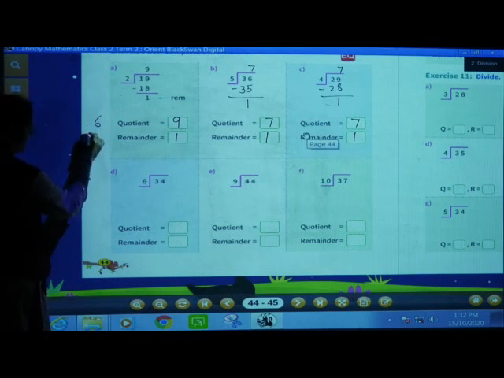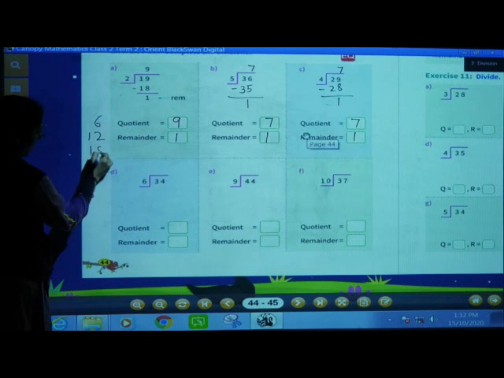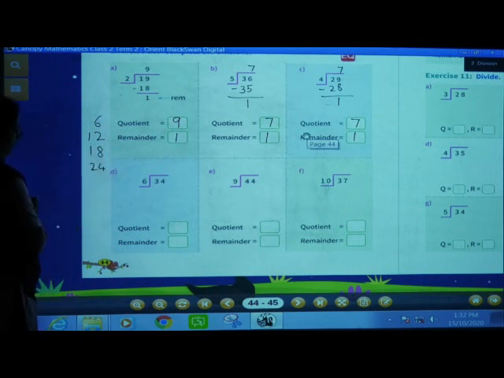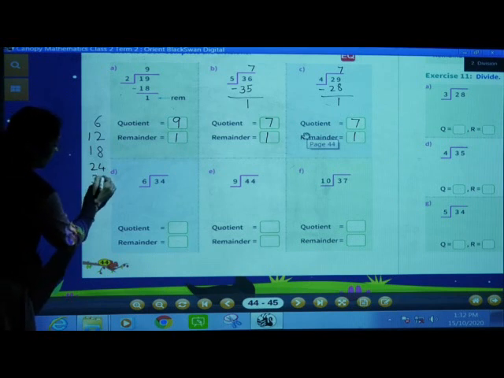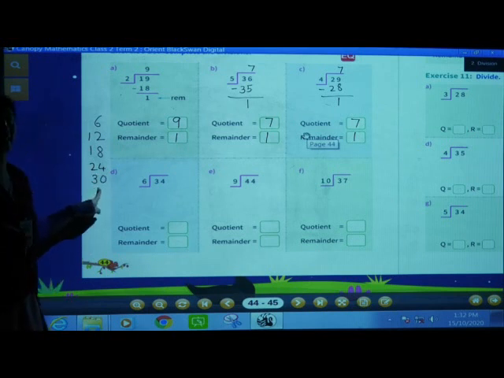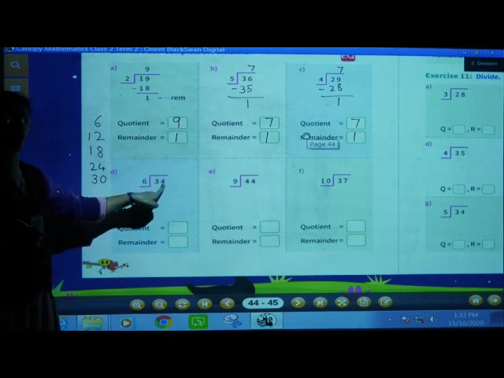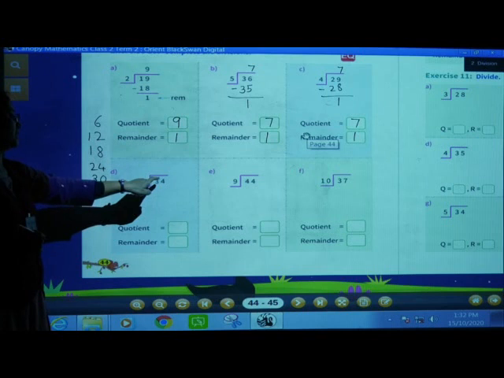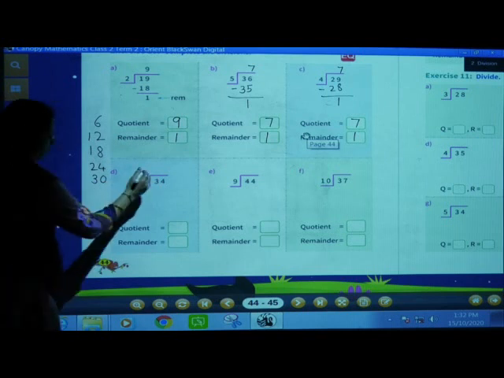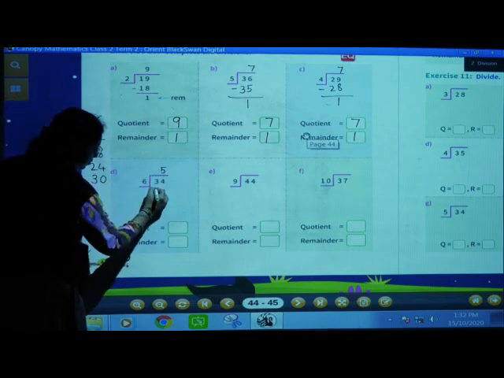6 ones are 6. 6 twos are 12. 6 threes are 18. 6 fours are 24. 6 fives are 30. 6 sixes are 36. But 36 is a bigger number than 34. We can't take 36. Therefore, 6 fives are 30.